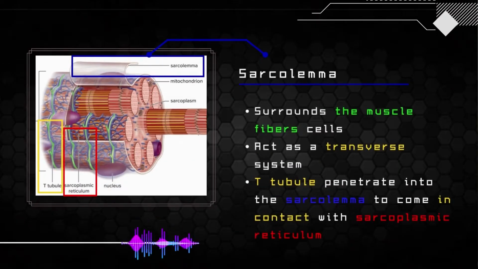So firstly, the sarcolemma. It is a specialized membrane which surrounds the muscle fiber cells, which acts as a transverse system. This is because the T-tubule has to penetrate into the sarcolemma to come in contact with the sarcoplasmic reticulum.